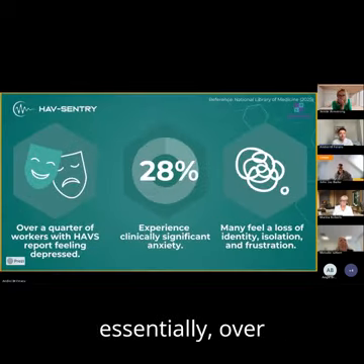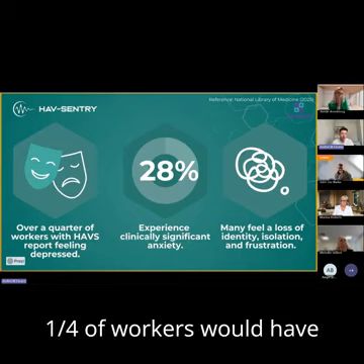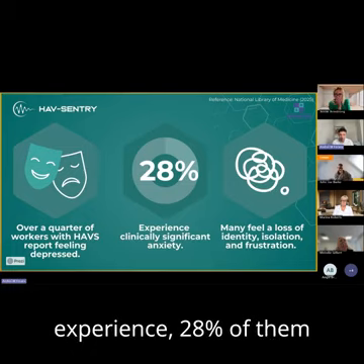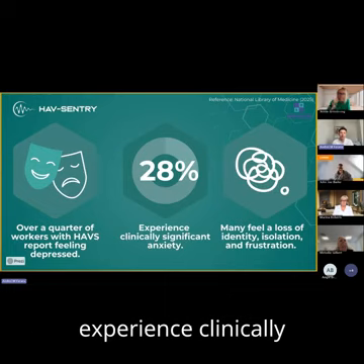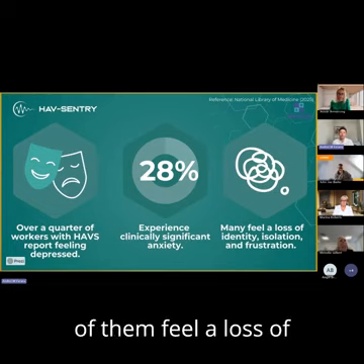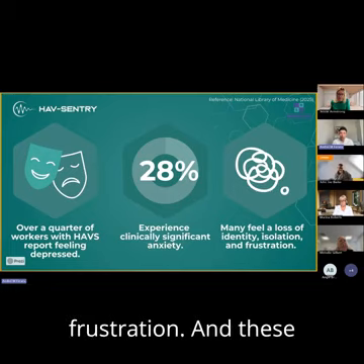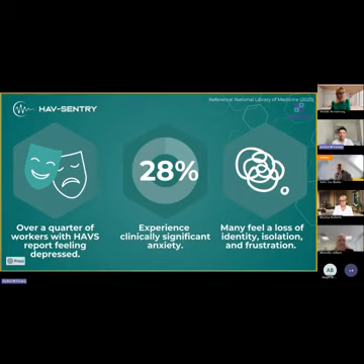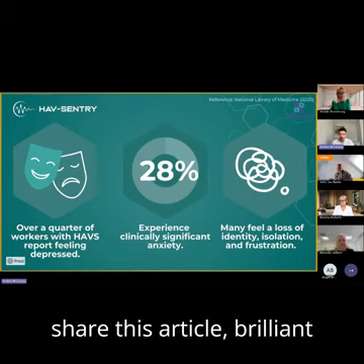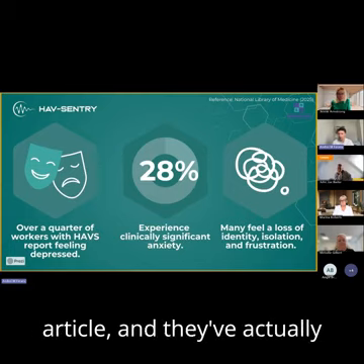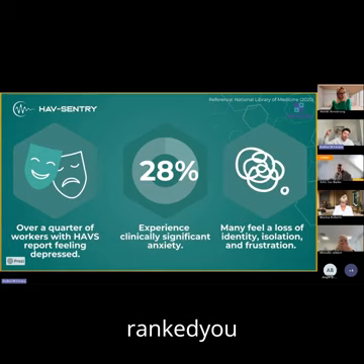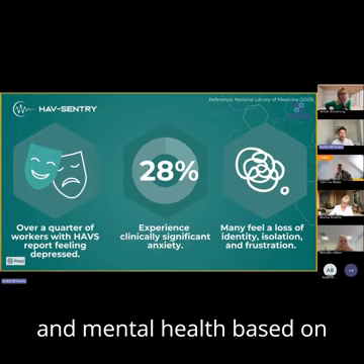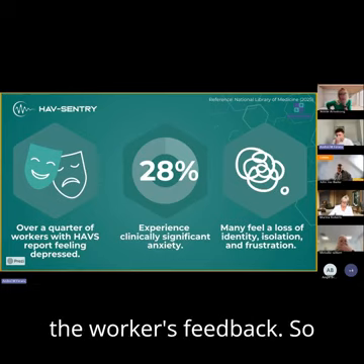But essentially, over a quarter of workers with HAVS symptoms report feeling depressed. 28% of them experience clinically significant anxiety, and many of them feel a loss of identity, isolation, and frustration. And these metrics are specific for people with HAVS. Like I said, I'm going to share this brilliant article, and they've actually ranked symptoms of depression and mental health based on the workers' feedback.